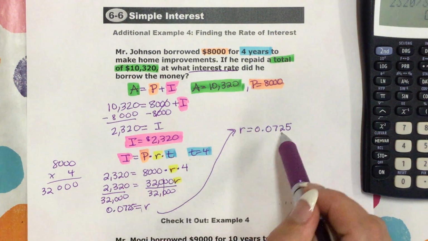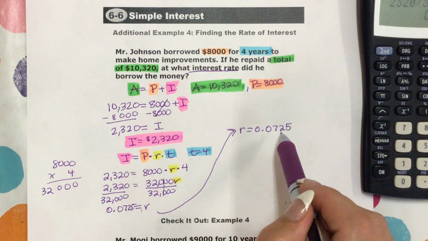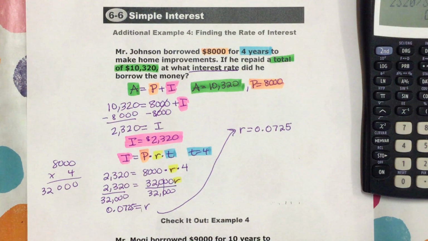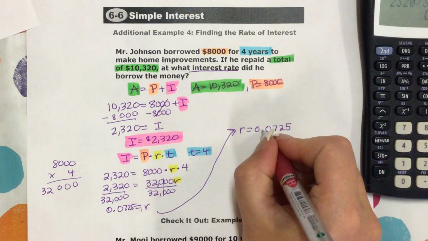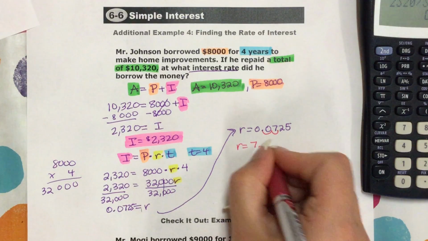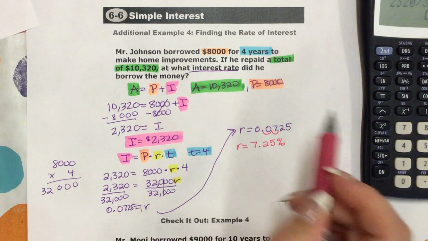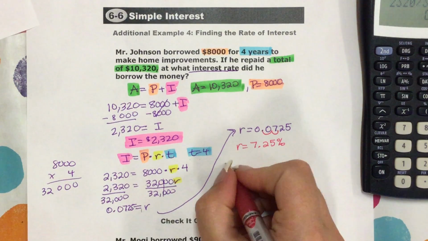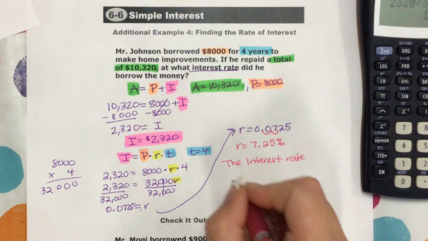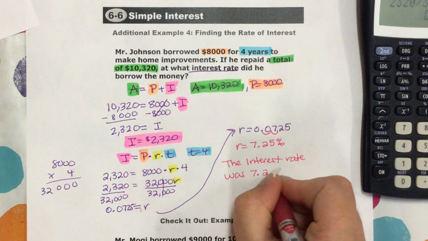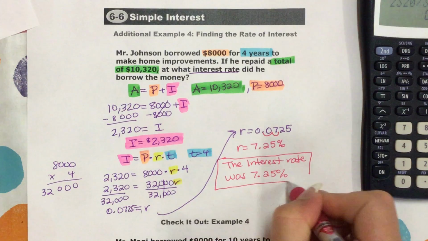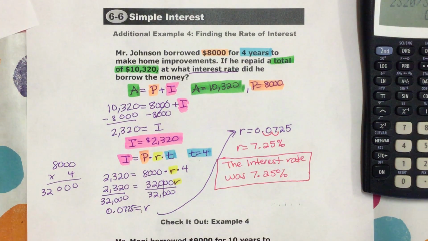We need to know that this rate is in the form of a decimal. This is the percentage, but it's in the form of a decimal. So to get the percentage, we have to convert this from a decimal back into a percentage. To do that, we move the decimal place 2 places to the right, and we end up with the rate being 7.25%. So we can just say the interest rate was 7.25%. All right, very, very good.